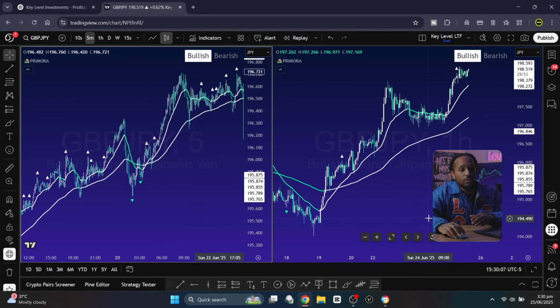Look on the top right of the screen, as you can see, I'm hovering over here right now. Bullish, bearish, it tells you exactly what your bias is. And then that's obviously what you want to follow on your lower time frame. Why would you do anything else?